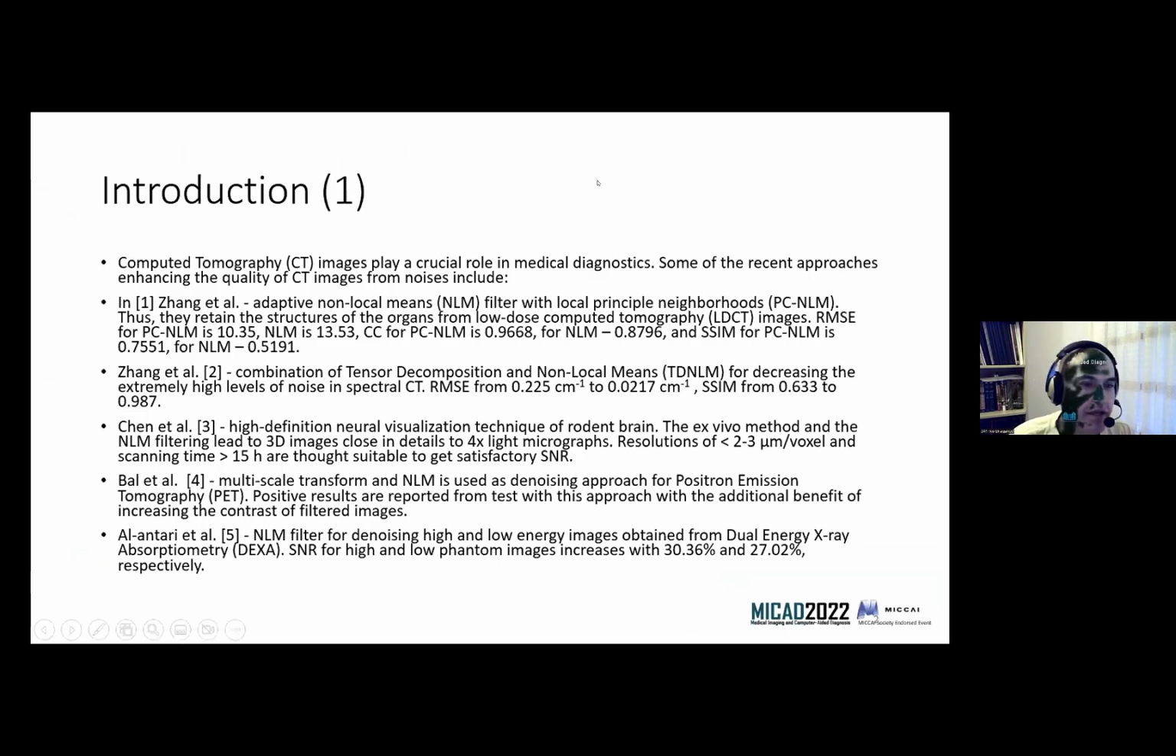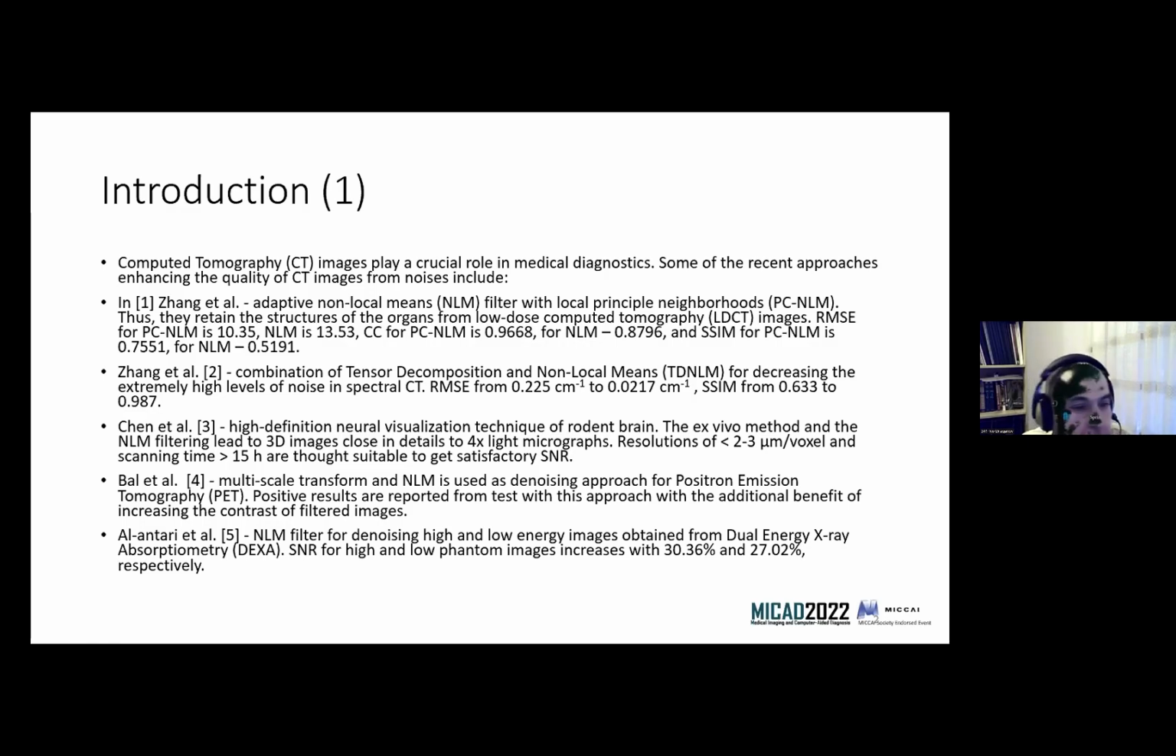So, computed tomography images play a crucial role in medical diagnostics. Some of the recent approaches which aim to enhance the quality of CT images are included in our research. In the first place, the work of Zhang et al. includes an adaptive non-local means filter with local principal neighborhoods. Using this technique, the authors retain the structures of the organs from low-dose computed tomography.